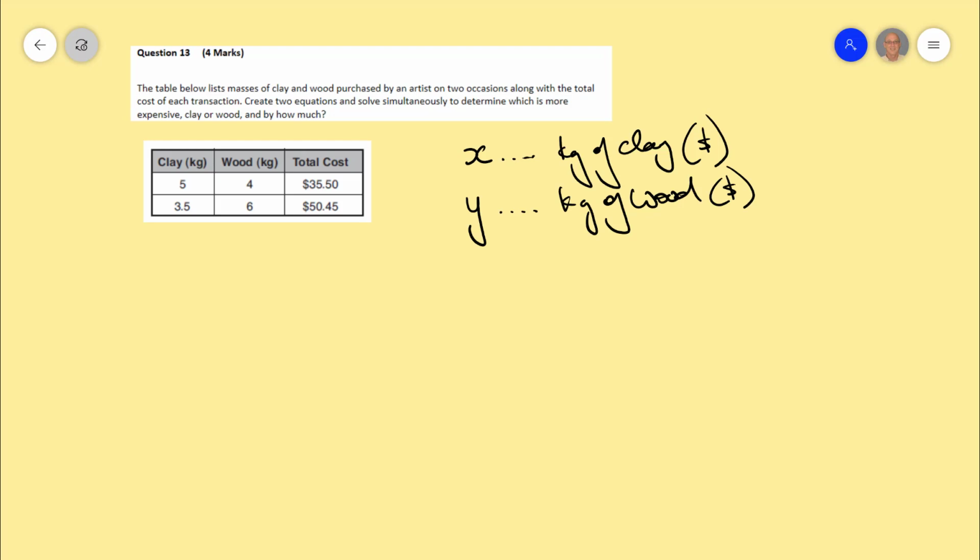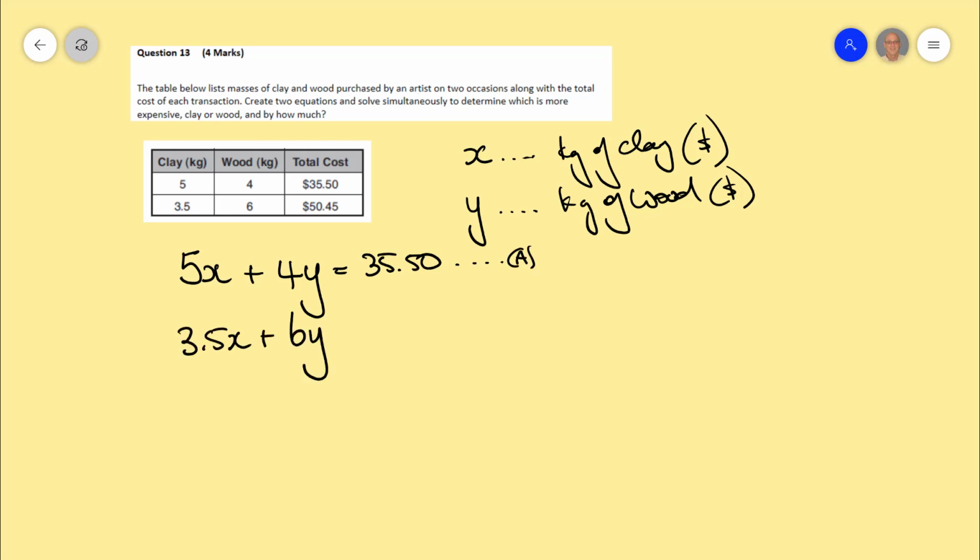So in the first equation, I bought 5 kilos. Okay, so 5 kilos cost per kilo is X. 4 kilos of wood at a cost of Y per kilo. And that cost me, I don't need the units here. That cost me $35.50. That's equation A. Cool. Second equation, 3.5x plus 6y equals 50.45. That was equation B.